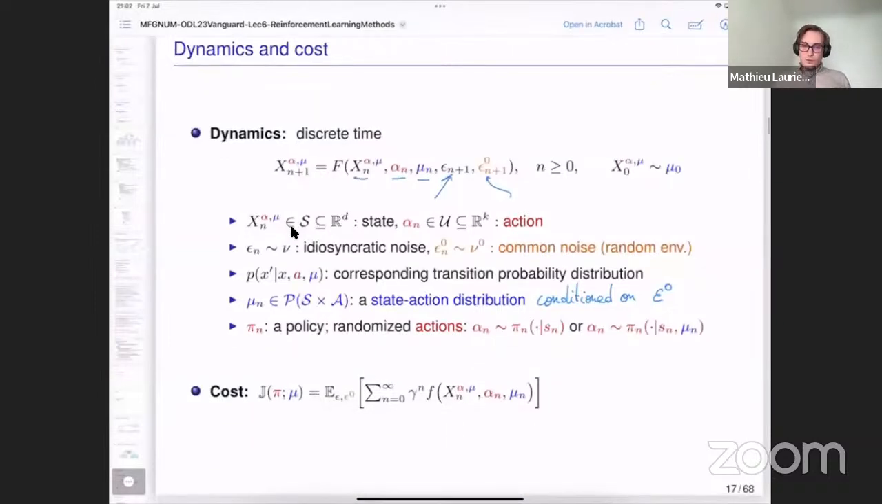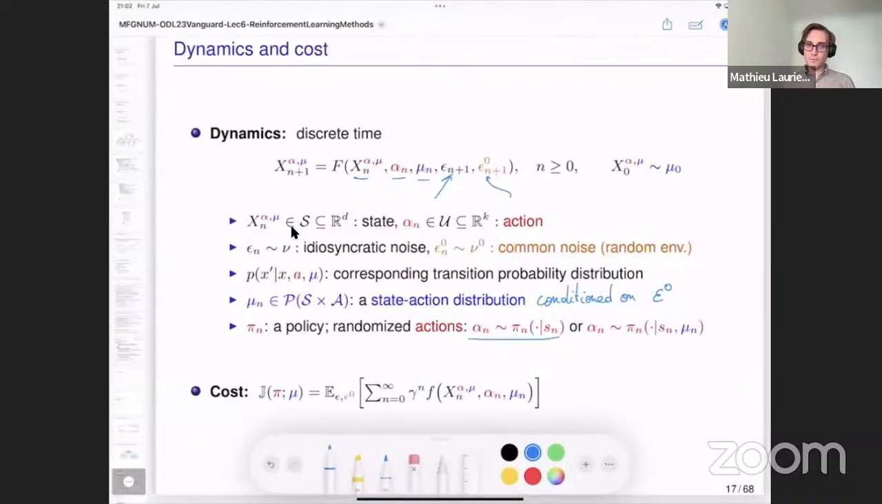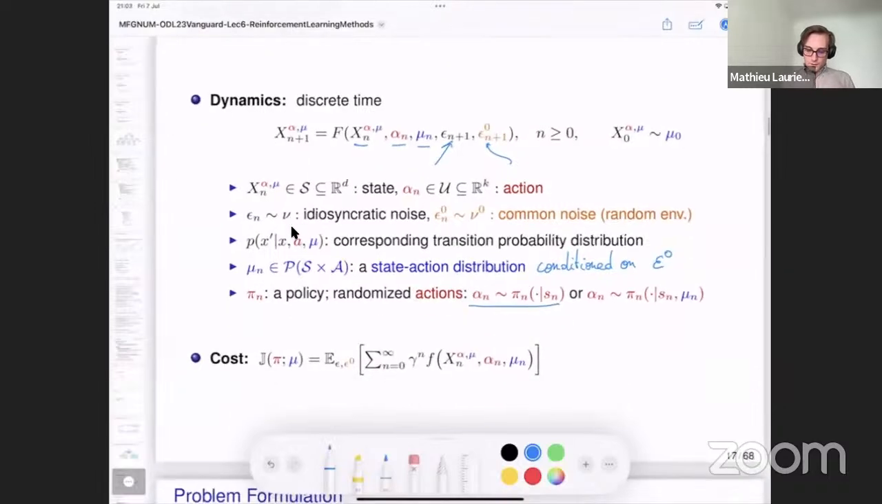Pi n is a randomized policy. This is a randomized policy for the agent, meaning the representative agent has a distribution over actions and samples from this. In fact, it can also be interesting, at least from the theoretical point of view, to allow the policy itself to be randomized. So there can be two levels of randomization, but here I will focus on randomization at the agent level. So you sample from pi n. The cost is a function of pi and mu. Here I'm putting the two because I want to have one cost function and then I can use it for mean field control and for mean field game.